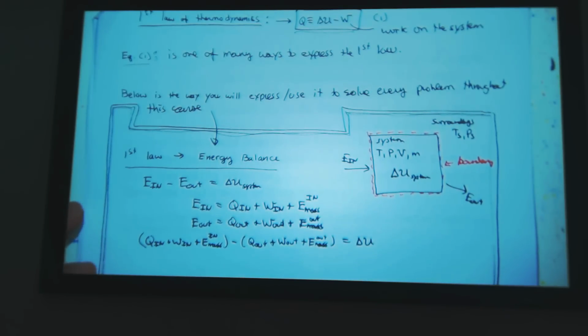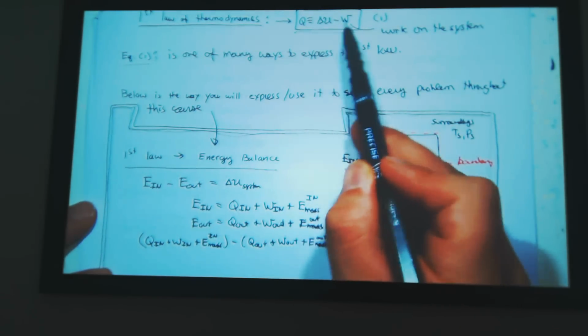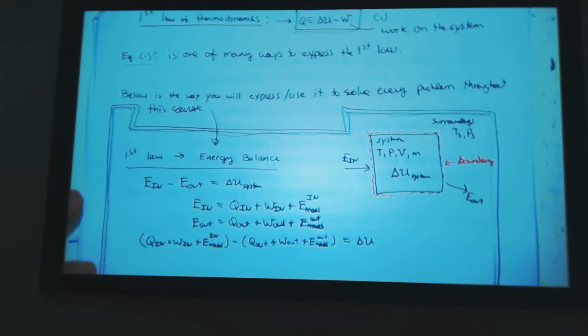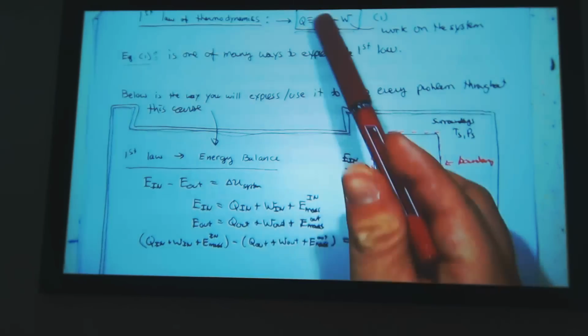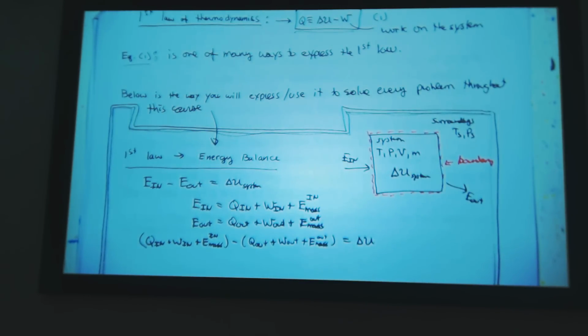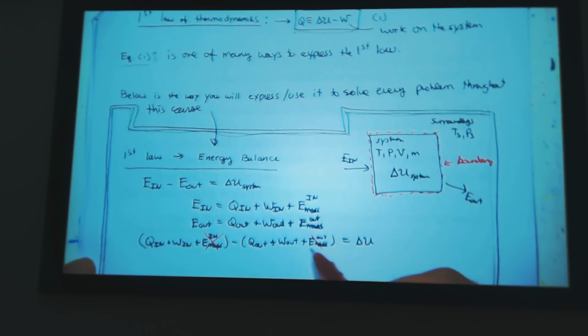So let's try to get it back to this form up above. What do I need to cross out to get it to that form? No mass. Q in and Q out, I cross out. Work in. So then if I subtract this from both sides, yeah.